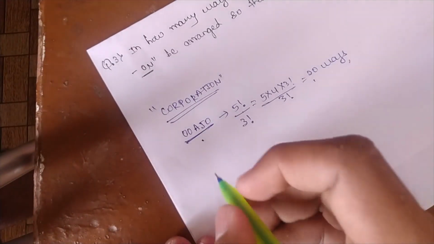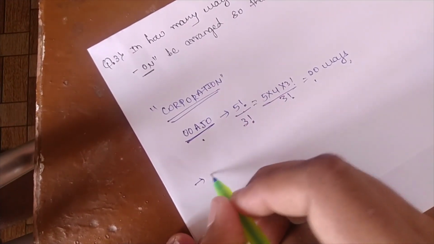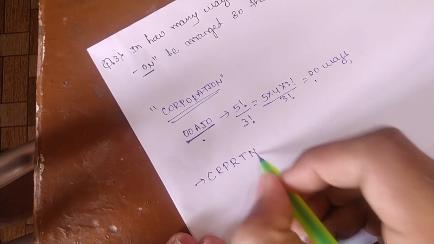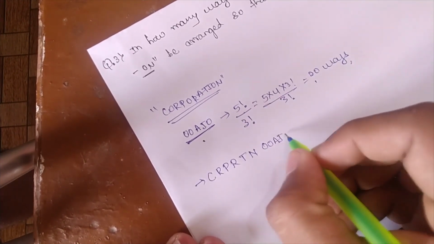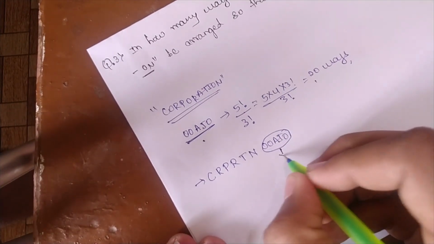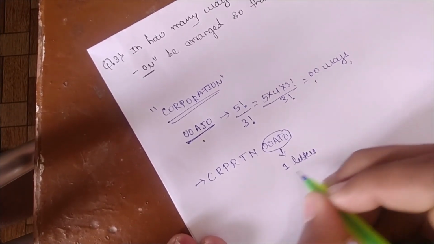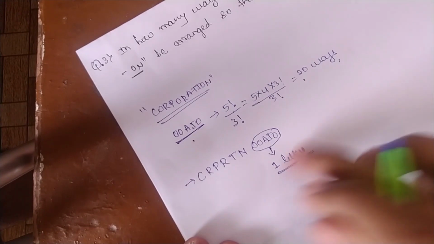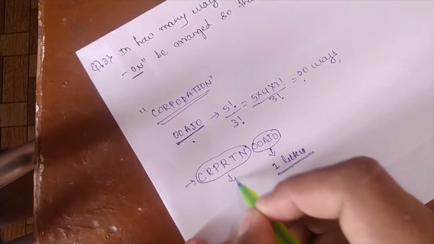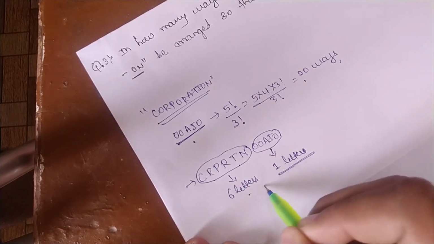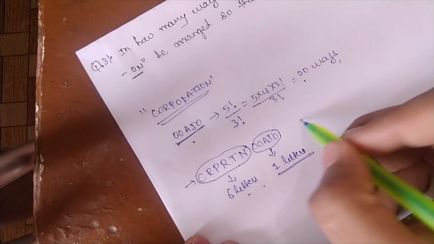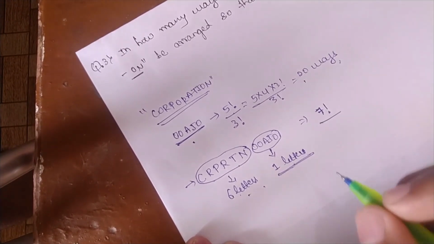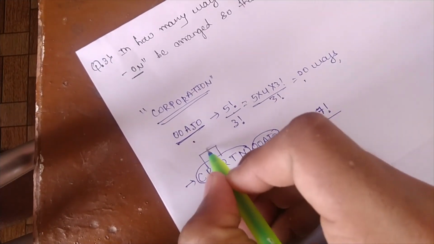So let us take a single word formed with these vowels together, with the consonants C, R, P, R, T and N. Taking the vowels as one letter, because they all come together, we get 6 letters plus this one, so there are total 7 letters now. 7 letters can be arranged in 7 factorial ways, and you can see there are 2 R's repeating.